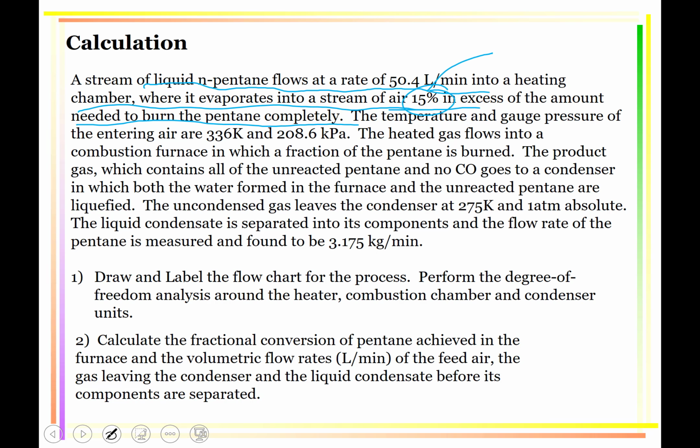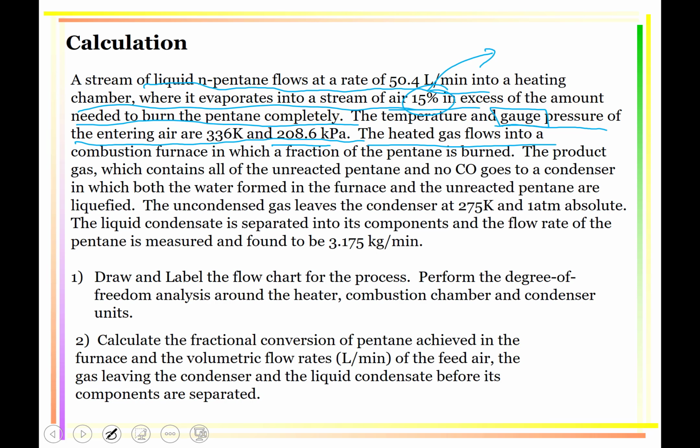So this 15% excess air applies to the pentane. And we've already learned how to calculate this air excess, okay? All right, so the temperature and gauge pressure of the entering air are 336 Kelvin and 208.6 kilopascals. Remember what we have to do with the gauge pressure. We have to add the atmospheric pressure to get the absolute pressure.